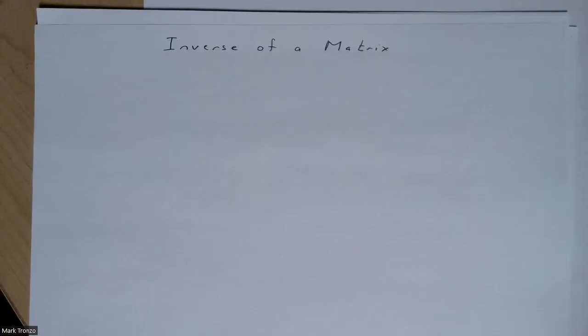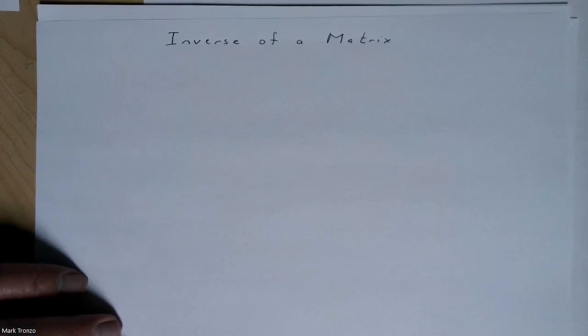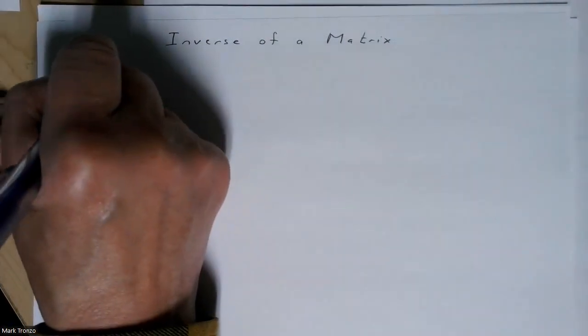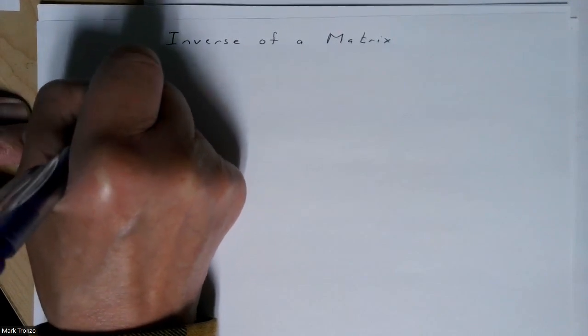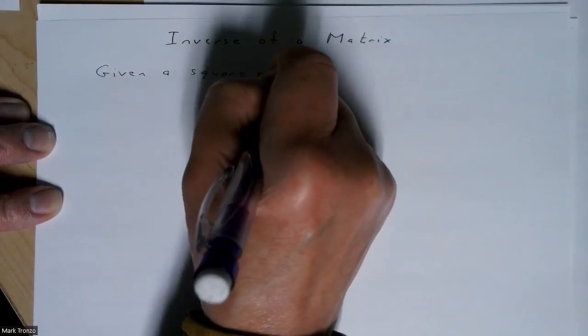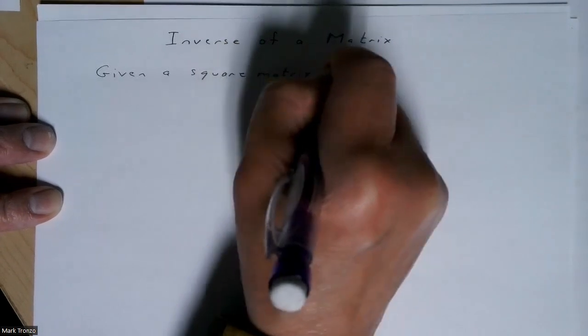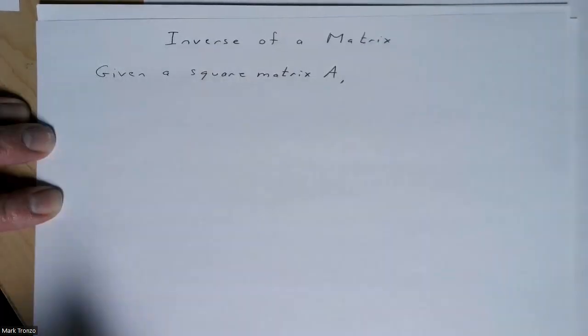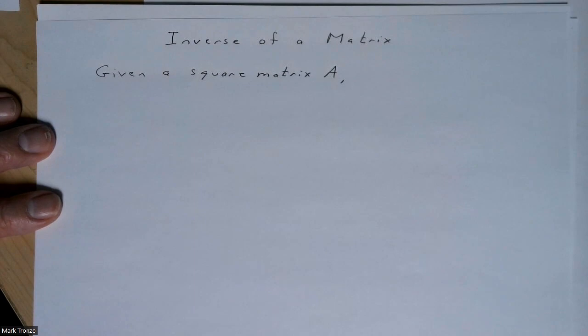In this video, we're going to look at the inverse of a matrix. And we're going to do very simple examples. We're mainly going to focus on just a 2x2 for now. But so given a square matrix A, again, that'd be like an n by n matrix.